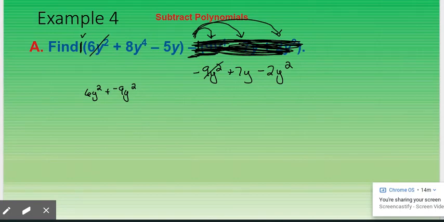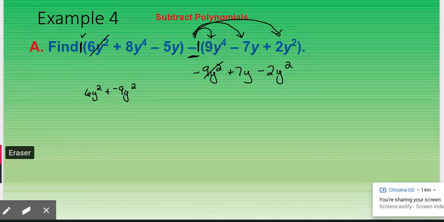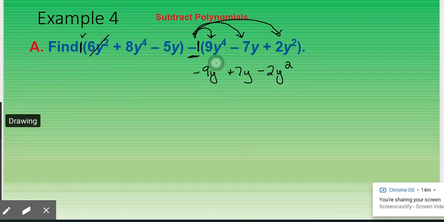Y to the fourth. Let me see, I think I miswrote something. Give me 1 second here. Yes, I did. So let me go back here. I apologize, guys. This is 9y to the fourth. I wrote squared. Okay, so now let's go ahead and go back.